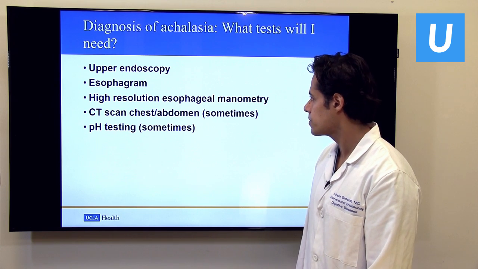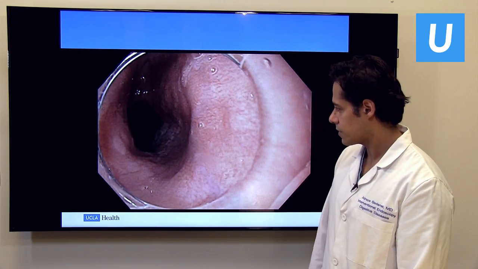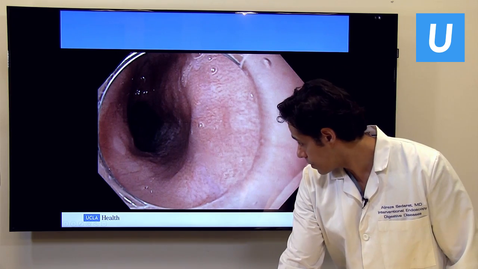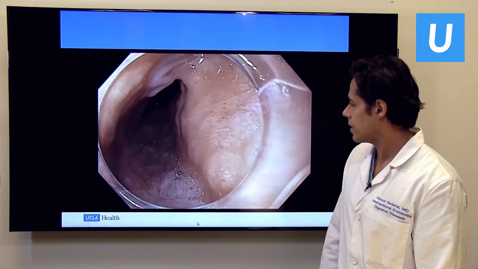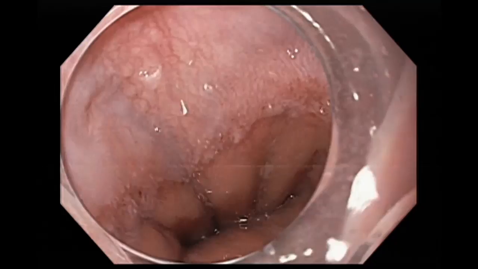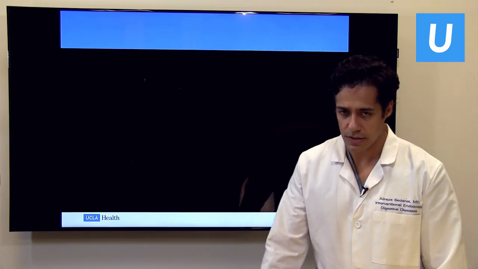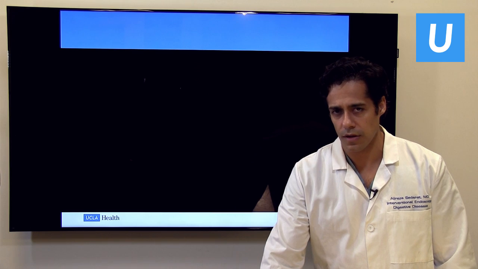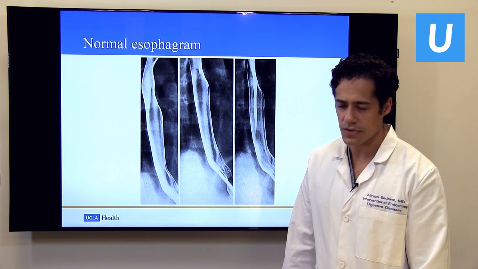So I'm going to show you here what a normal endoscopy of the esophagus looks like. This is just a quick short video that we'll play. And this is basically just the endoscope going down. You can see the esophagus is relatively straight. There's minimal to no fluid. And the esophagus opens very easily without spasm into the stomach. So just keep that image in mind, and you'll see what an achalasia patient's esophagus looks like in a second.